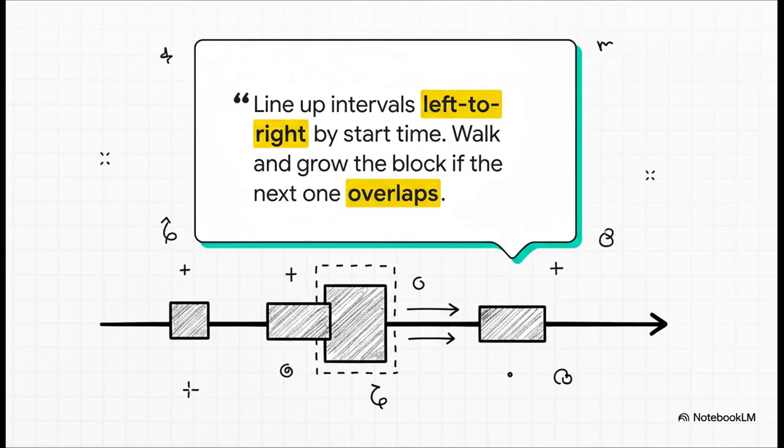And the logic behind this is just so clean. Once you line everything up by when it starts, you can basically just walk down the line. You grab the first interval. Does the next one overlap with it? Yep. Okay, you just merge them into one bigger interval. Does the next one overlap with this new bigger interval? You just keep growing your current block until you hit an interval that's completely separate. Then you start a new block. It's so simple and so effective.